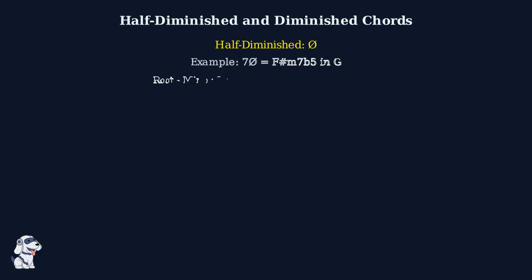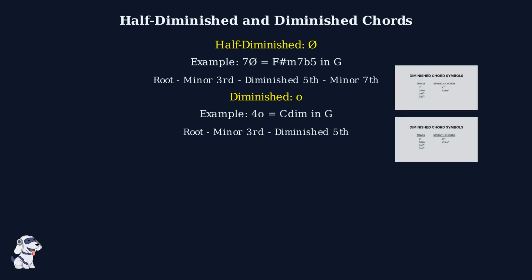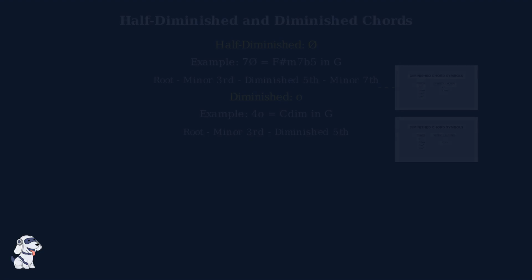Half-diminished chords use the /0 symbol for a minor seventh with a diminished fifth. In the key of G, 7 represents F sharp minor 7 flat 5. Diminished chords are denoted by the small o symbol, indicating a diminished seventh. For example, 4-0 in G is C diminished, with root, minor third, and diminished fifth.